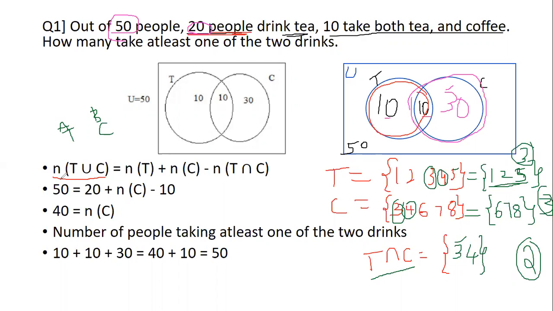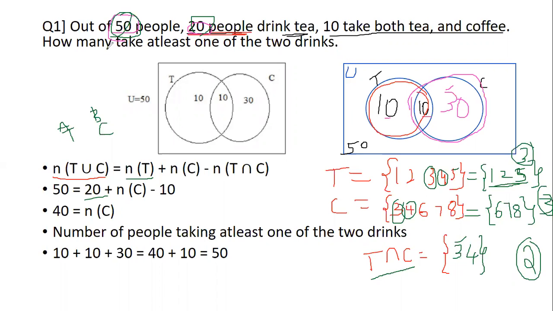Now, T union C is nothing but 50. That is this total number, 50, which we also considered as the universal set. So we have 50 people with us in total. So that is our union, all people together, tea and coffee, 50 people. Out of 50 people, people who drink tea are 20. Correct? So people who drink tea are 20, plus people who drink coffee.